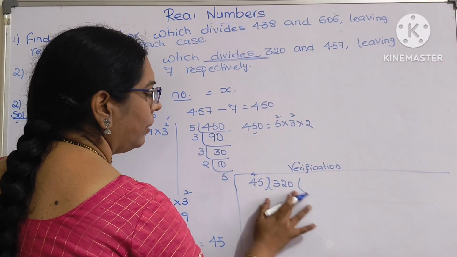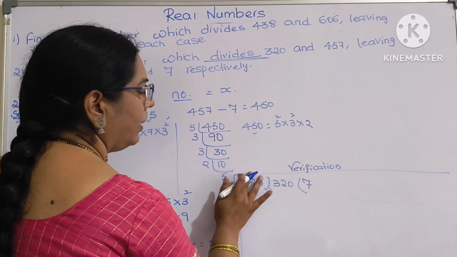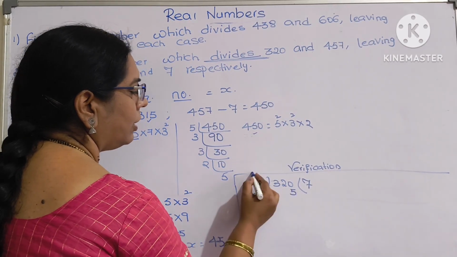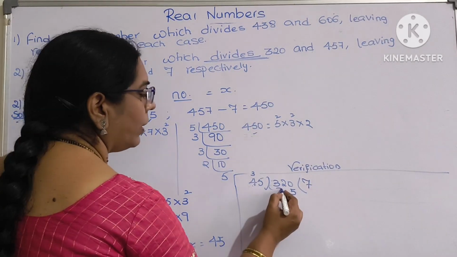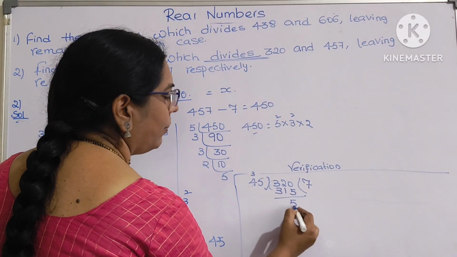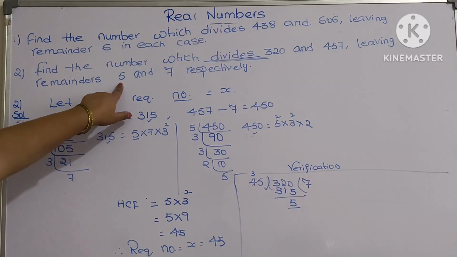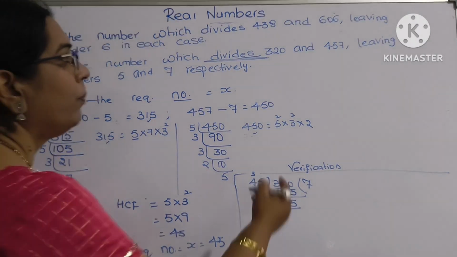So this is a bigger number. So I will check with 7. 7 5s are 35, 5, 3 carry, 7 4s are 28, 29, 30, 31. So what is the remainder? 5 is the remainder. Yes, we should get a remainder 5.